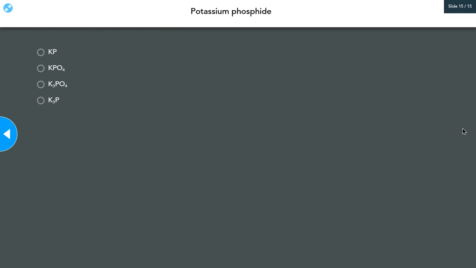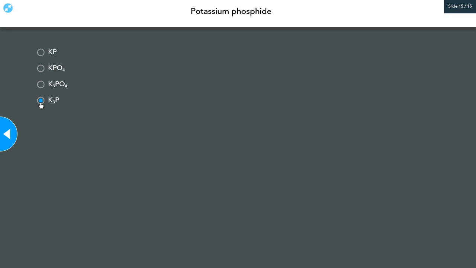Then our last one, we've got potassium phosphide. So potassium is in group 1, so it's a 1+. Phosphide ends in IDE, so we know it's just phosphorus. And phosphorus is in group 15, so it's a 3-. And so to make this work, we're going to need 3 potassiums to balance out that 3- charge. And so we would write this as K3P.